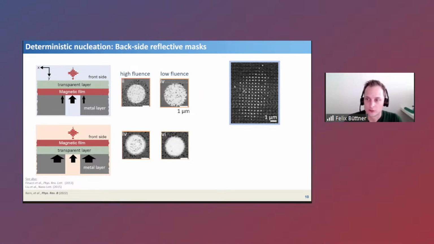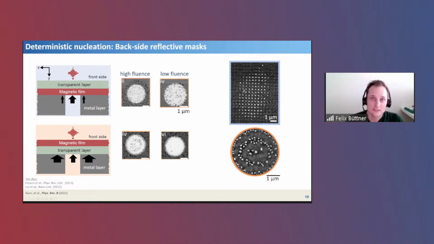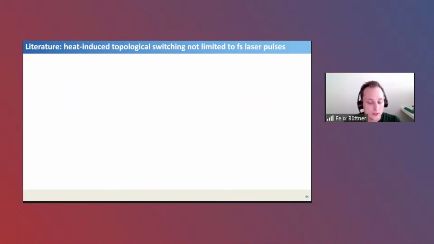For example, there's this grid shape here, or you can even use interference effects in this geometry to produce skyrmions in ordered patterns on the order of the wavelength of light. Essentially, this shows a concentric interference pattern between the incident light and the reflected light, producing these rings. So this is a means of achieving deterministic nucleation.